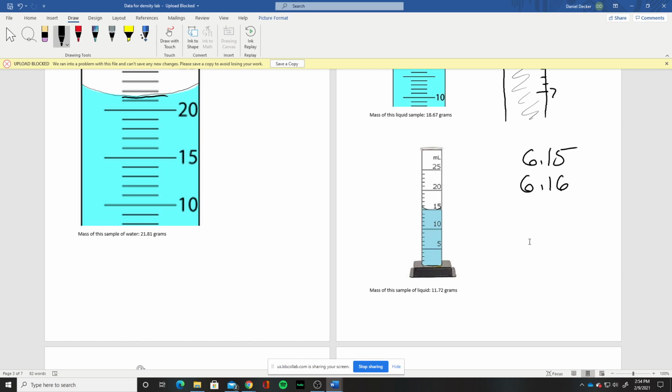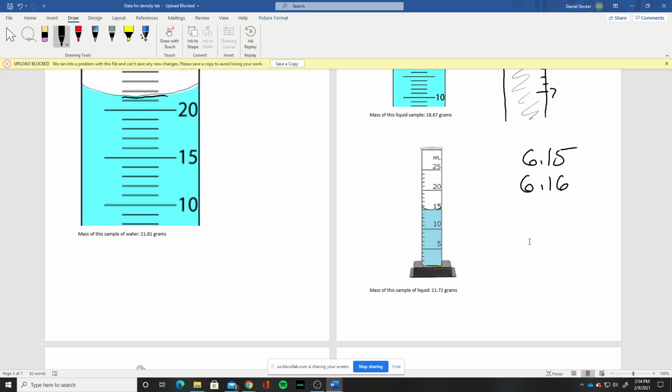Most liquids are actually fairly close to 1 gram per mil, just because most liquids are water-based. There's some organic stuff that is a decent bit lighter, but even those aren't like 0.2 or anything like that. So this will be fairly close to 1 gram per mil, but it's not going to be 1 gram per mil.